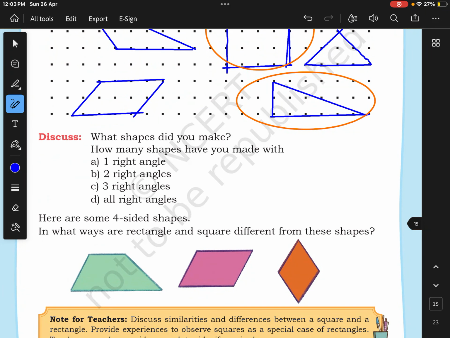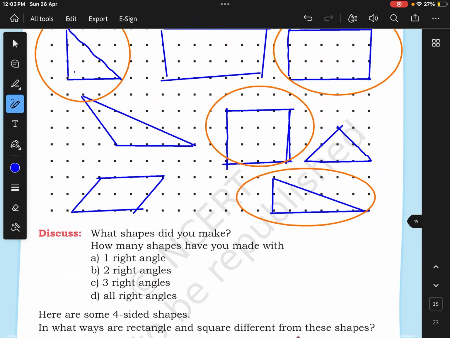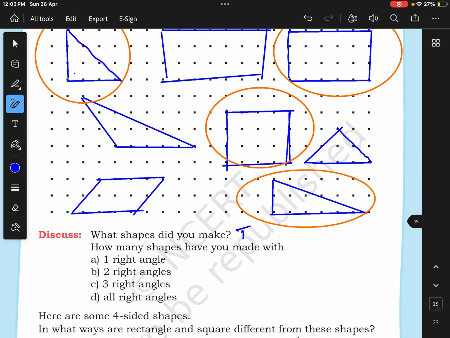What shapes did you make? So the shapes we have made are triangle, triangle, rectangle, square, square, and parallelogram. This is a kind of parallelogram, or it could be a rhombus also.